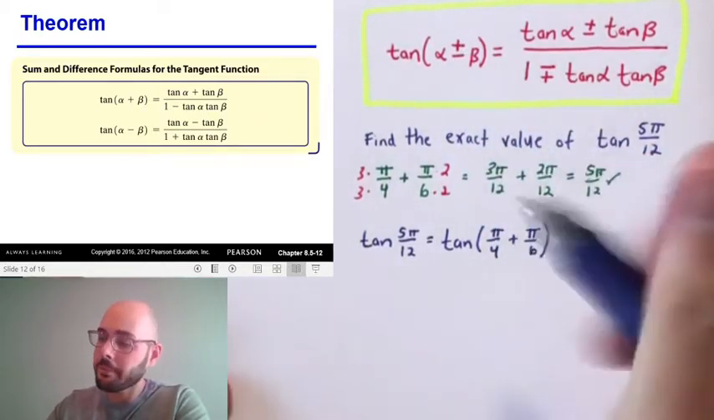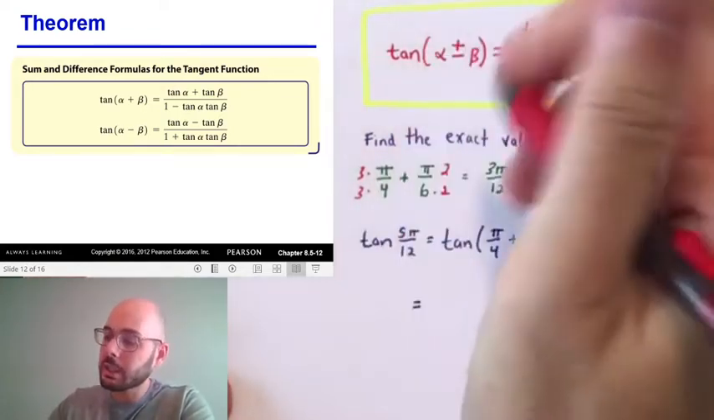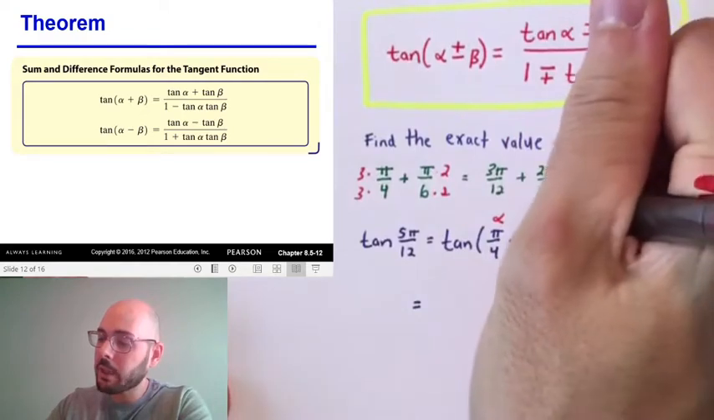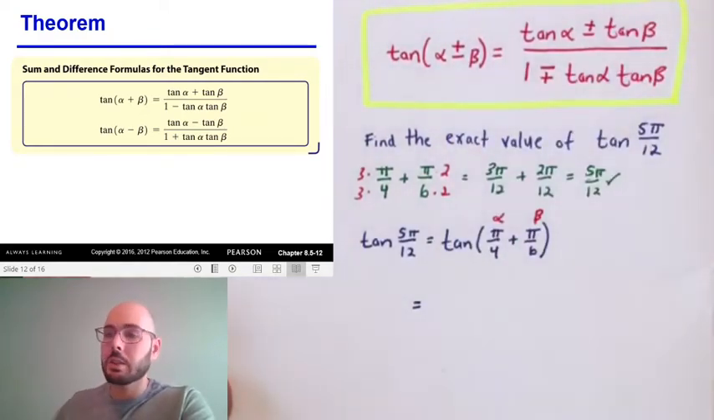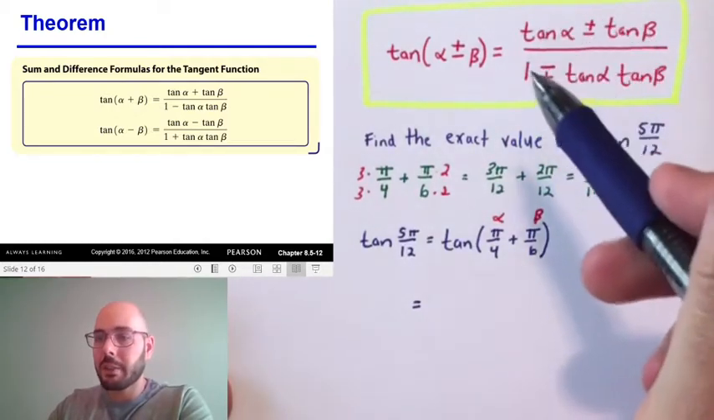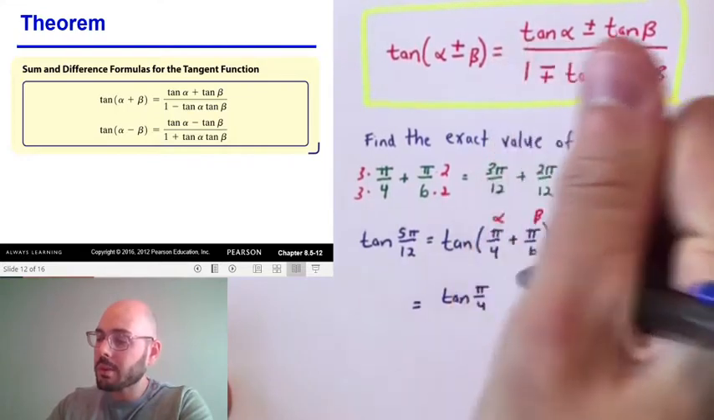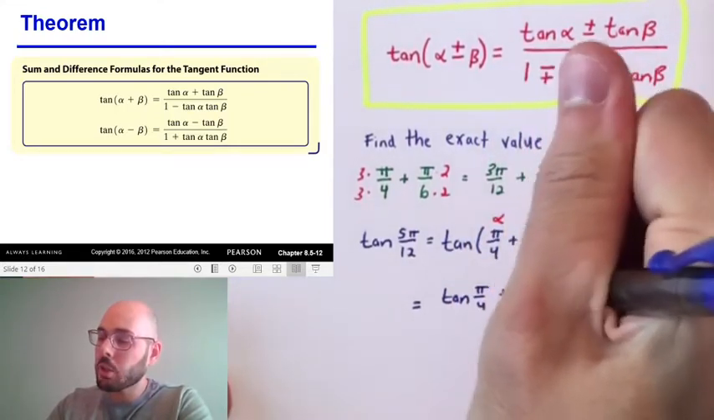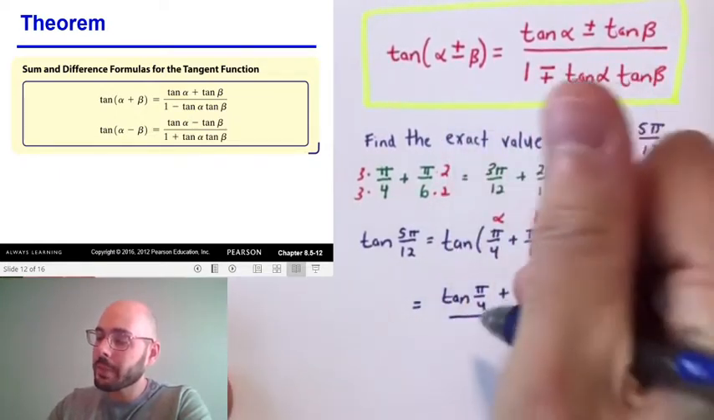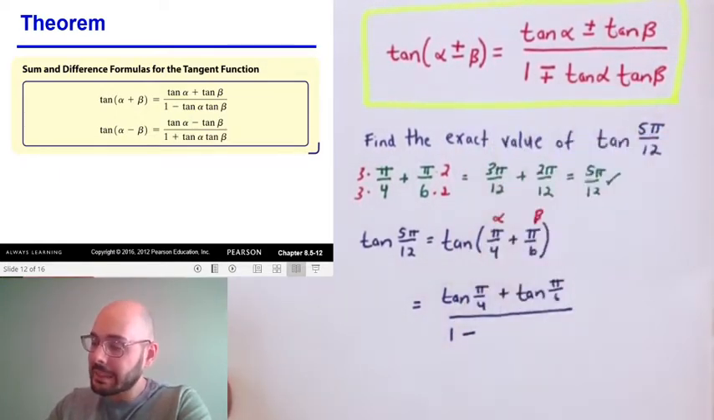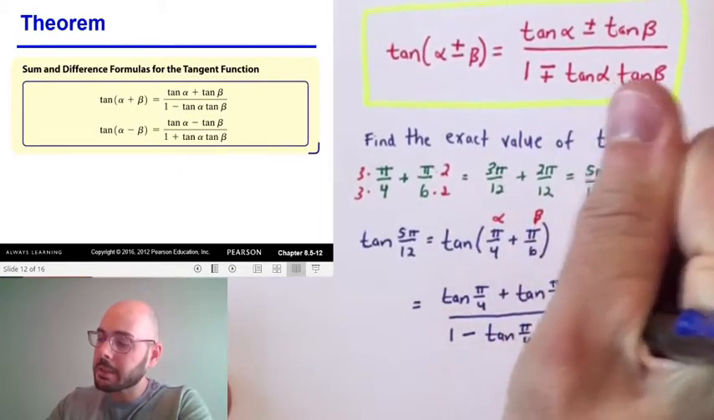So we're adding. So alpha is going to be the first thing, so we're going to have pi over 4 as alpha. Beta will be the second angle, which is pi over 6. So I'm going to plug very carefully into this formula. We have tangent alpha, which is tangent of pi over 4, plus tangent beta, which is pi over 6, all over 1 minus tangent alpha times tangent beta.